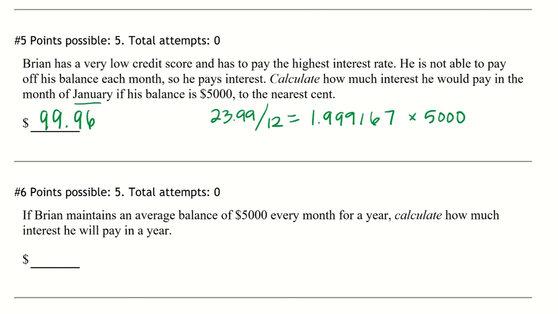So if he's paying that amount of interest per month in the year, right, I would take that, multiply it by 12 months in a year. So he's paying over $1,000 in interest because he has a low credit score.